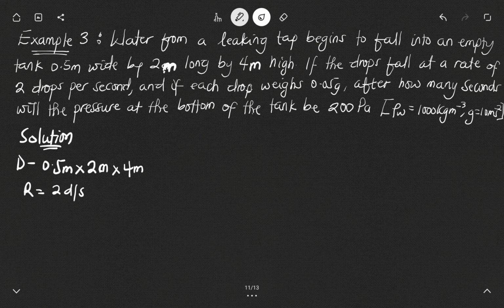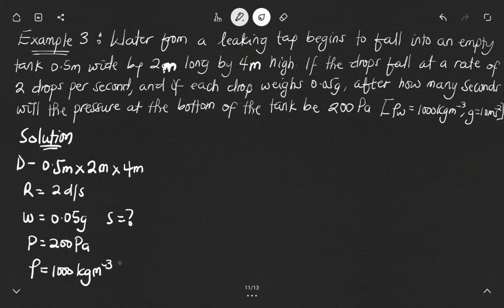And if each drop weighs 0.05 grams, after how many seconds will the pressure be 200 pascal? Given that the density is 1000 as usual, and our gravity is 10 meters per second squared. All right, so let's have a look at the solution for this particular problem.